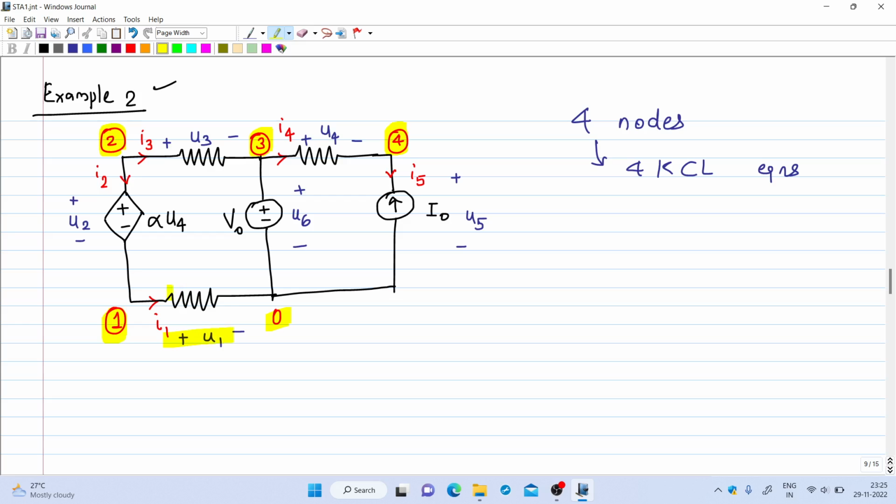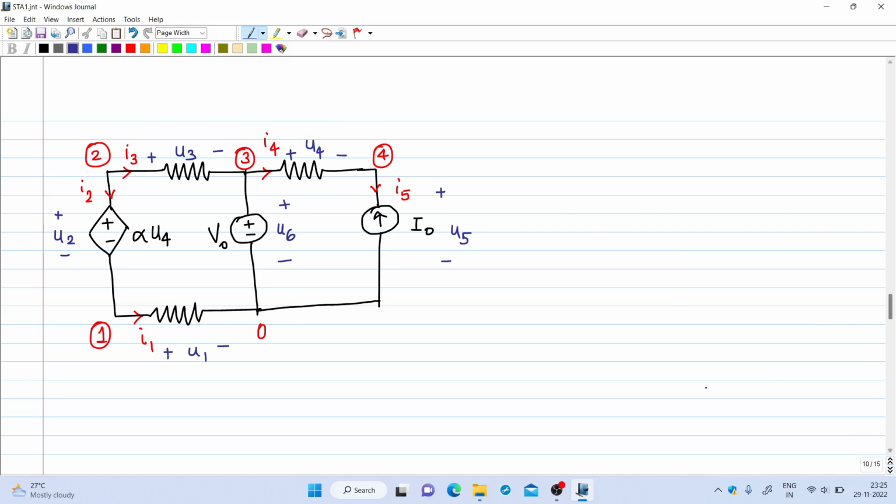So this is branch 1, branch 2, branch 3, branch 4, branch 5, branch 6. 6 branches are there. So 6 branch currents will be there and 6 branch voltages. So 6 plus 6 plus this 4, there are 16 variables and 16 equations. So in order to write the 16 equations, first you have to mark the variables in the circuit.